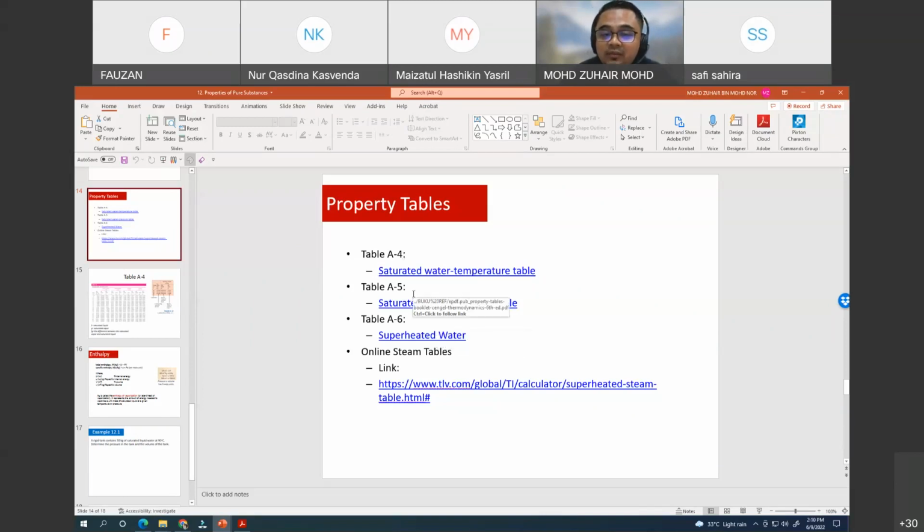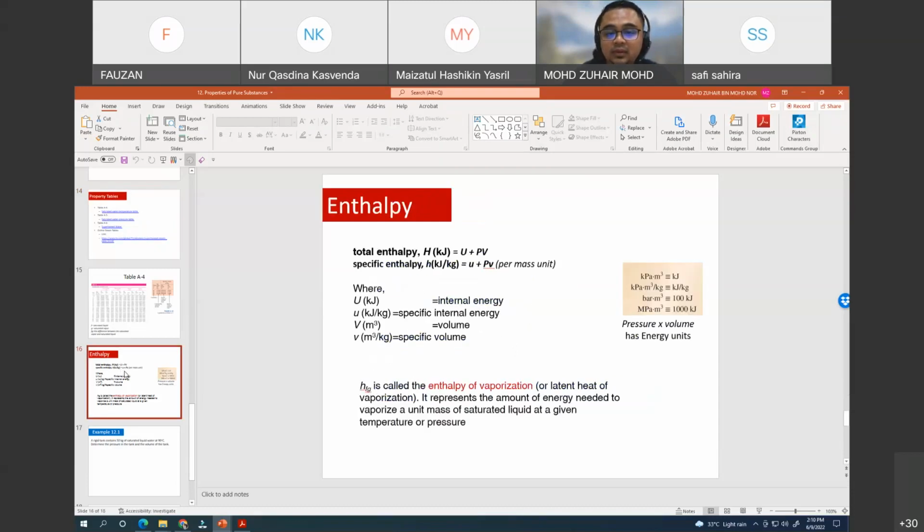For A4 and A5, I think it's very straightforward. If you have temperature, then you can refer to A4 for the saturated water. If you have pressure value, then you can refer to A5. But what about the superheated water? We'll discuss it today. And then we have enthalpy, open system, closed system.